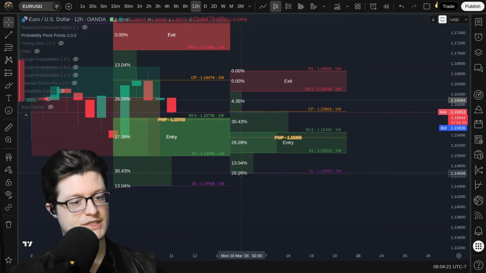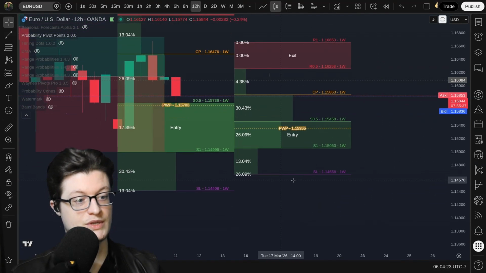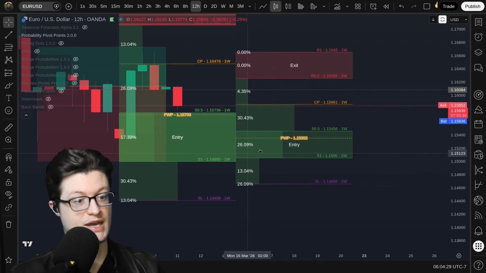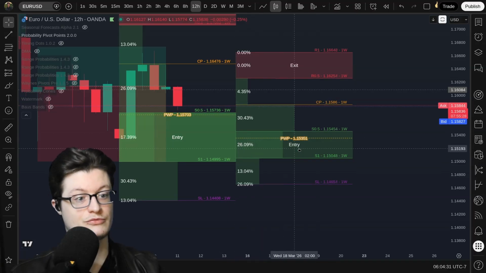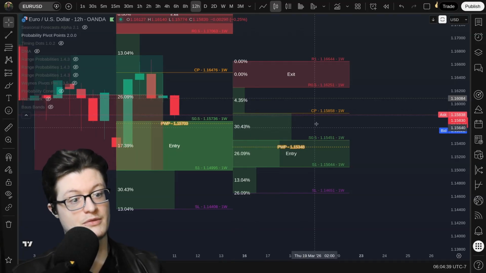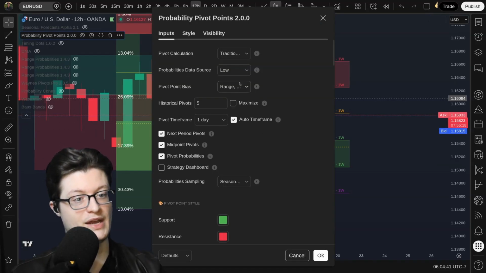So it says 26% of the time next week we stop out, we hit the pivot stop. 13% of the time we hit a drawdown. 26% of the time we hit the entry, roughly around where the probability weighted pivot is for this bias. And then 30% of the time we actually hit the entry earlier between central pivot and S0.5.